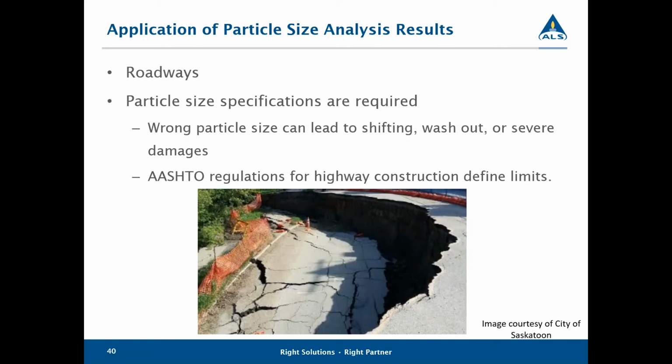The application for particle size analysis for roadways is also very important, as if the particle size is not correct for a road and you do not consider it when you're putting down the road, it can actually cause major issues such as washouts or damages. This is an example of a roadway where the road actually washed out, with a lot of damages and a lot of repair work, a multi-year project to repair the roads. The AASHTO regulations require specific particle size, or if the particle size of the roadway is not suitable, you need to consider it in different ways.